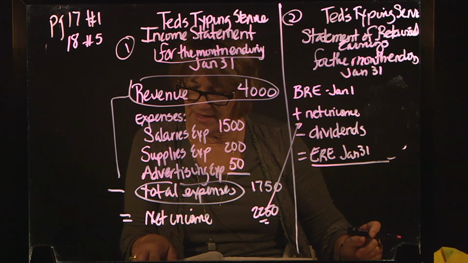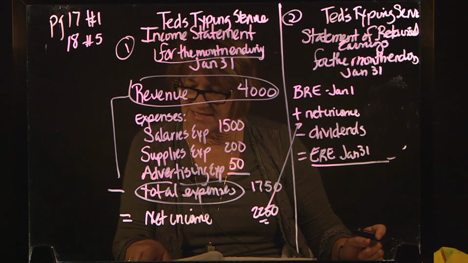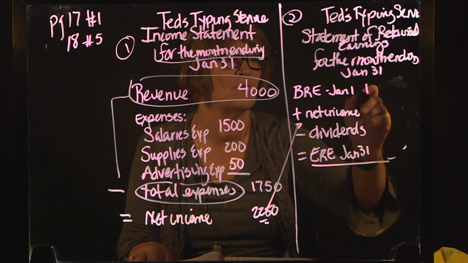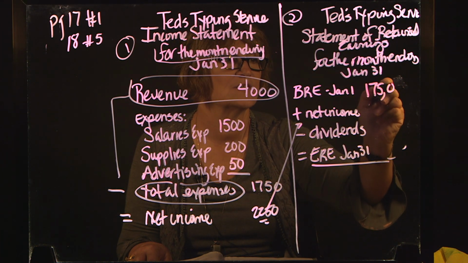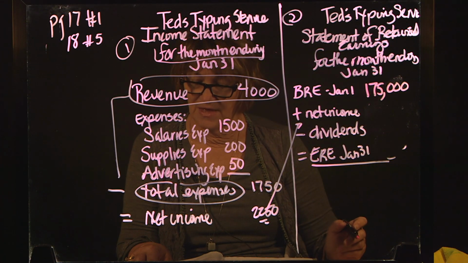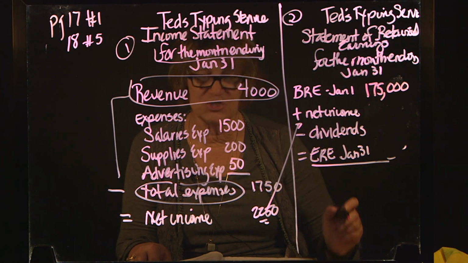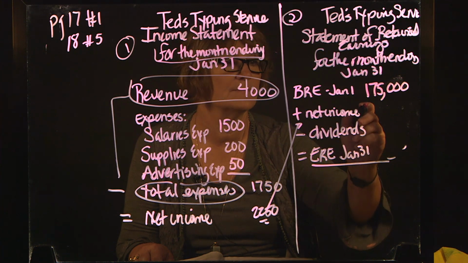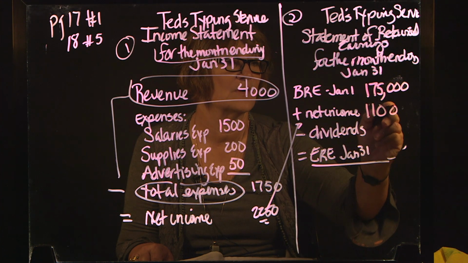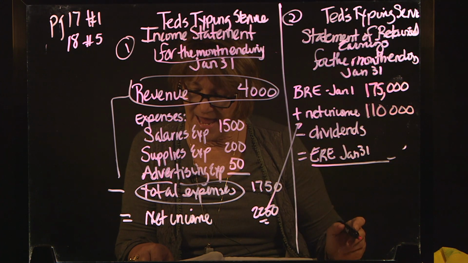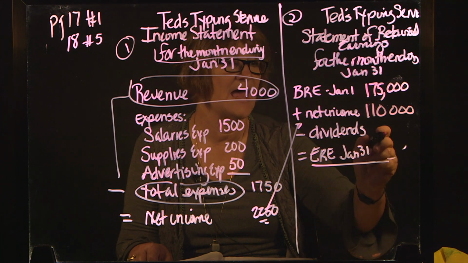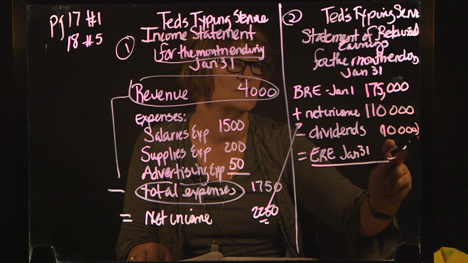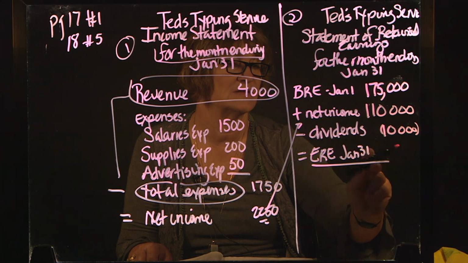Okay, so in number 5, it says on page 18, at the beginning of the year, a company has retained earnings of $175,000. So we're going to fill that in here. During the year, the company generates $110,000 of net income. So they already did that for us. And distributes $10,000 in dividends.